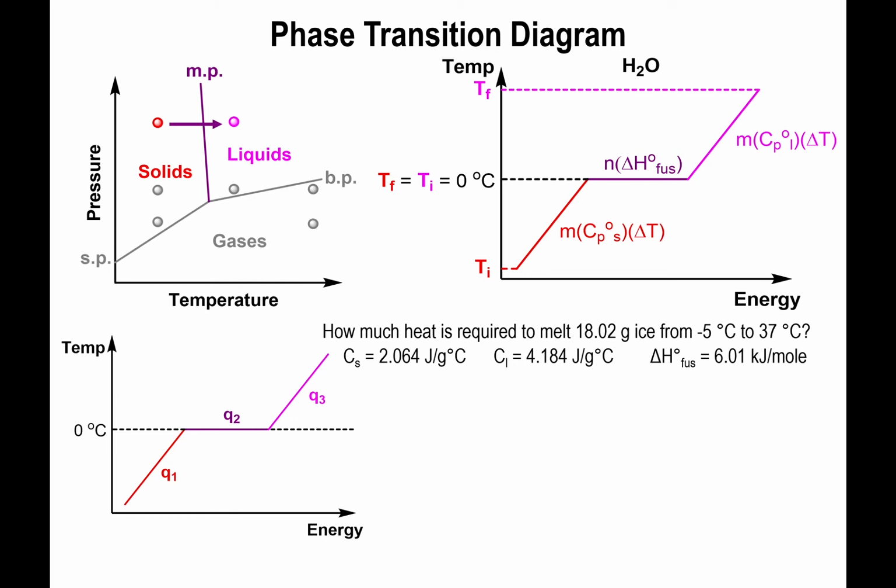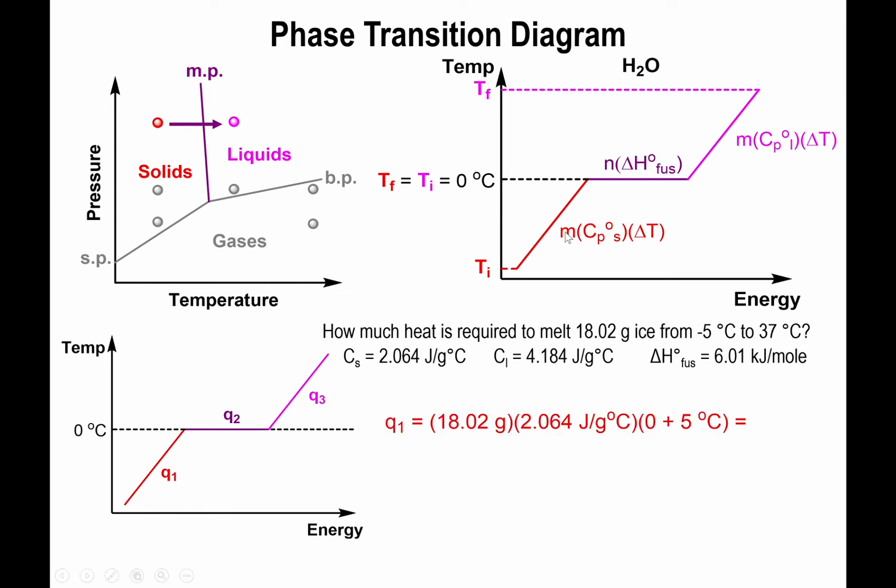Now, a proper problem will ask you how much heat is required to take 18.02 grams of ice from -5 to 37 degrees Celsius. First, we have the heat capacities of the solid, the liquid, and the enthalpy of fusion for water, which once again is in kilojoules per mole. Alright, so we start the process.